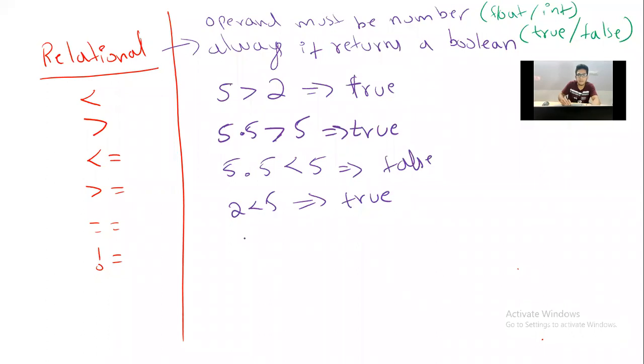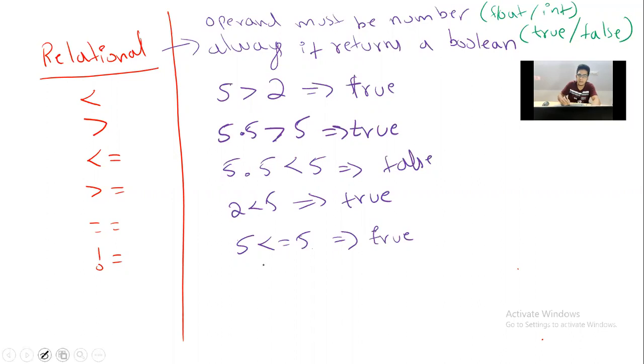Is 5 less than or equal to 5? What's the answer? First it will check, is 5 less than 5? No, 5 is not less than 5. But don't you think 5 is equal to 5? So the answer is true, because it has two conditions here: one is less than, and one more is equals to. 5 is not less than 5, but 5 is equal to 5. That's why the answer is true.